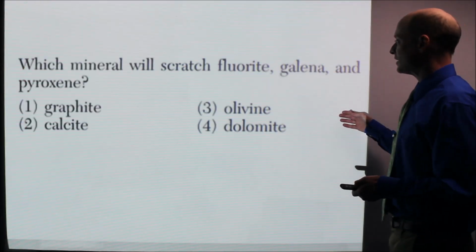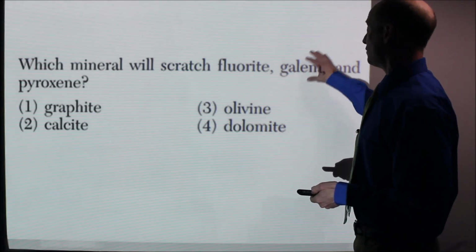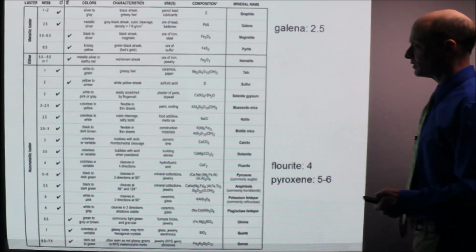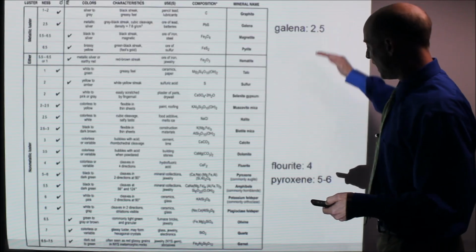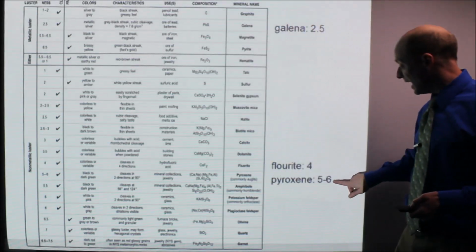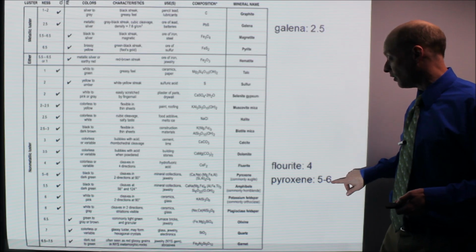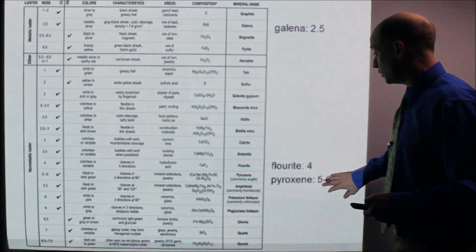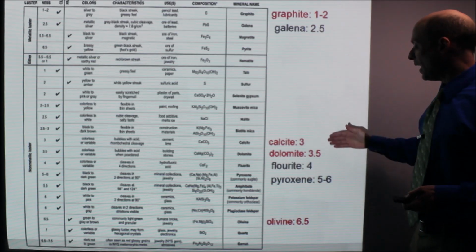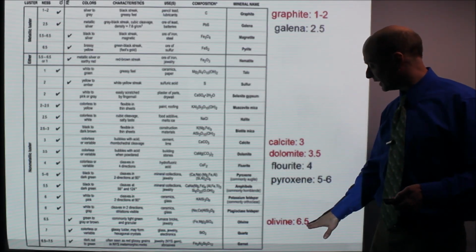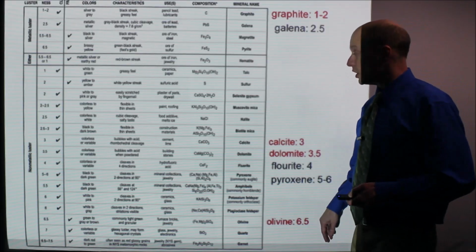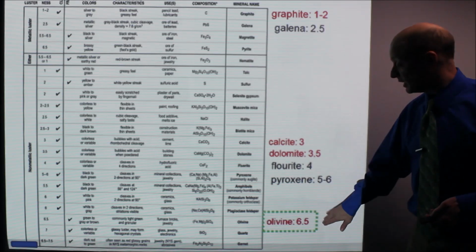Here's another one. What mineral will scratch fluorite, galena, and pyroxene? We'll scratch all of them. So we're looking for something that has a higher hardness than all of those. Here are our choices. So let's go to the reference table. Galena has a hardness of 2.5, fluorite 4, pyroxene 5 to 6. So we need a mineral that has a higher hardness than 6, because that's the hardest of the minerals they're giving us. Here are our choices, these four, which I put in red. We're looking for what has a higher hardness, and it's clearly going to be olivine. Olivine is as hard as 6.5, so it can scratch anything that is 6.5 or less. So the answer should be olivine for that question.